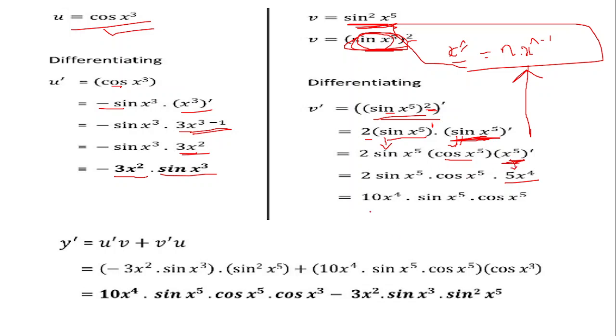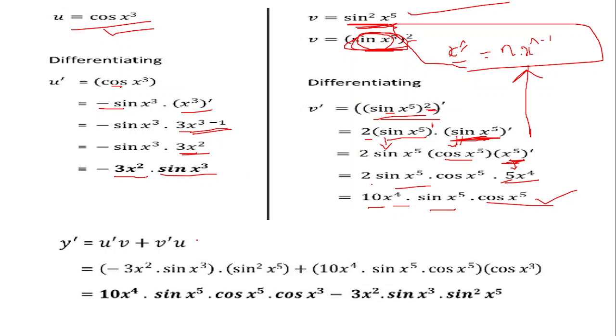So finally you should write the answer. 5 into 2, 10. 10x to the power of 4. Next, sine of x to the power of 5 into cos of x to the power of 5. This is the differentiation of sine square x to the power of 5. Now you have differentiated separately cos x cube and sine square of x to the power of 5.